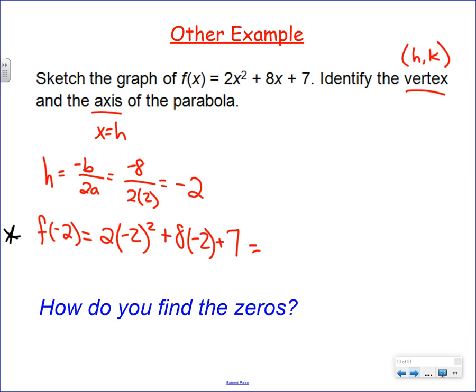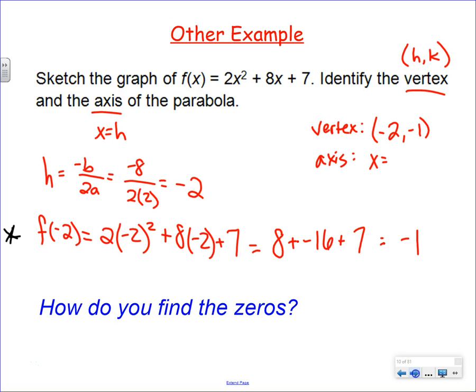What happens when we simplify? PEMDAS says square it. What's negative 2 squared? 4. 2 times 4 is 8. And then I have 8 times negative 2. Can I give you a mental math trick? If you have two positives in a string of addition and subtraction, put them together. 8 and 7 is 15, minus 16 is negative 1. Makes it a little bit faster. Some people stress about that and then they get lost by that. Vertex, I have negative 2, negative 1. Axis of symmetry: just steal the h, x equals negative 2.